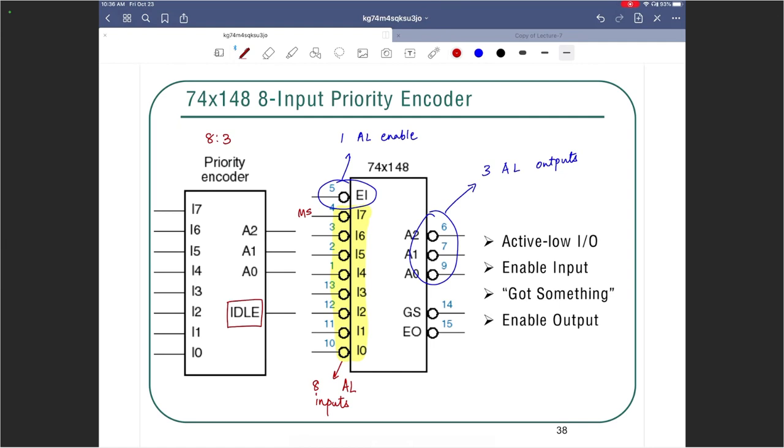All right. So let's see if this holds up. I0 is our least significant input. I7 is our most significant input. And in terms of outputs, A2 is going to be the most significant output and A0 is going to be the least significant output. And the indexing on the name itself is indicating that.